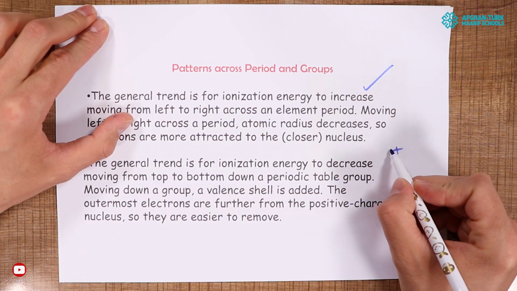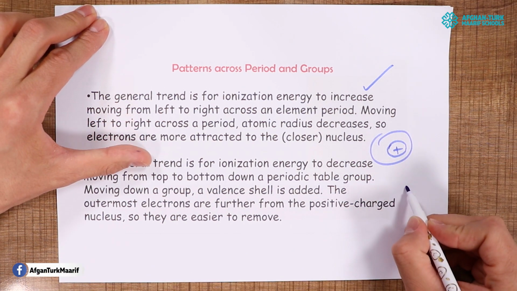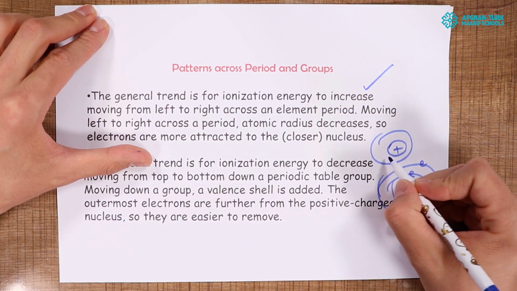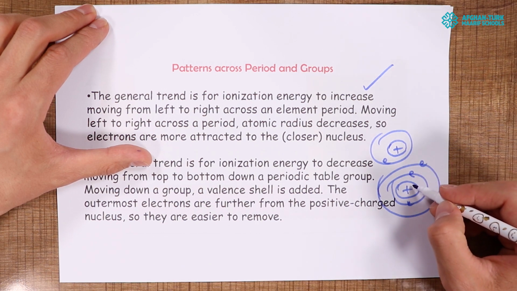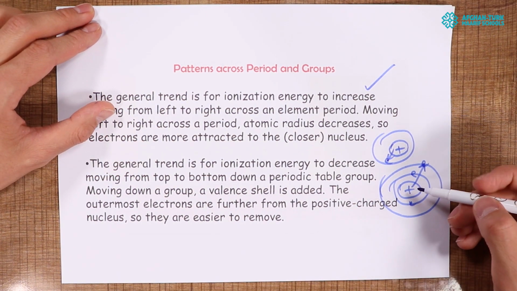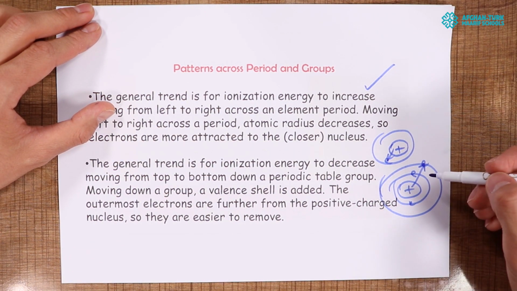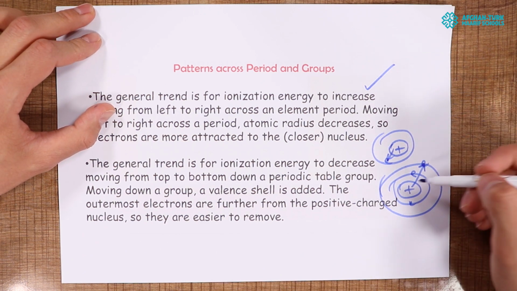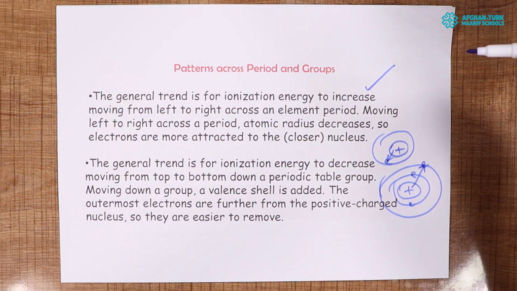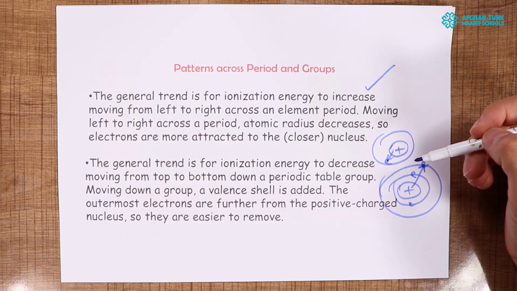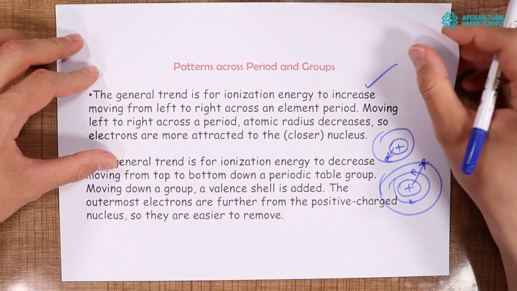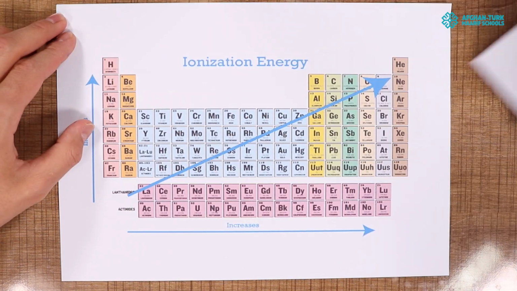Let me give an example. This is hydrogen and this is lithium. We can see that lithium has two shells, hydrogen has one shell. So the lithium electron is much farther from the nucleus. This electron is close to the nucleus. In this case, we can say that the atomic radius of lithium is bigger than hydrogen. So it will be easier to lose an electron. That's why when we come down from top to bottom in a group, the ionization energy will decrease, or the electrons are easier to remove.